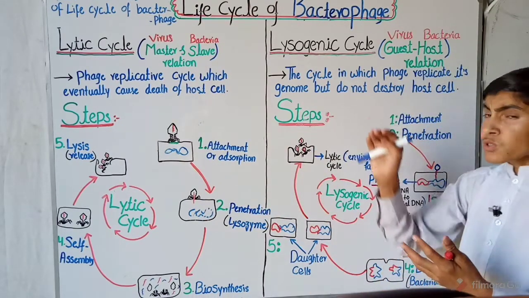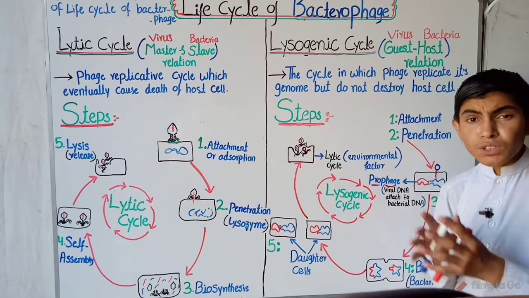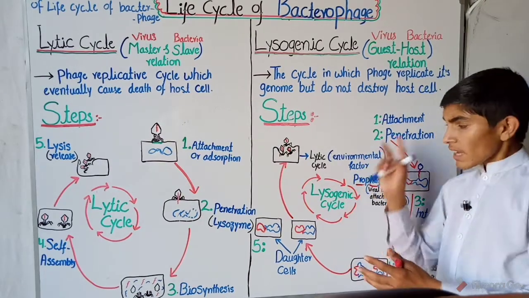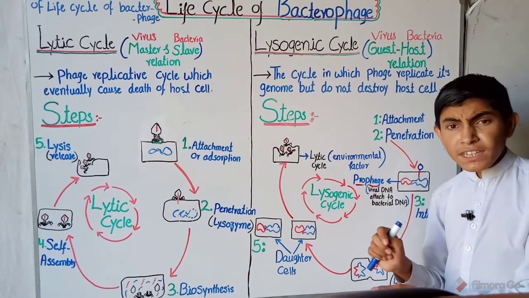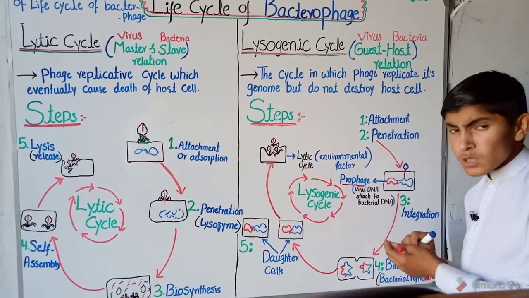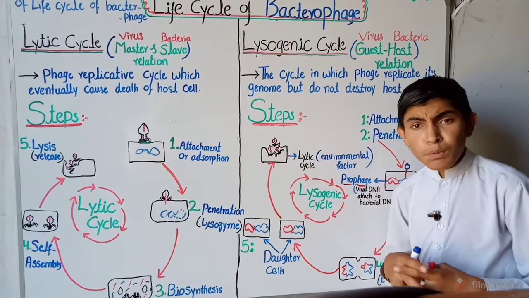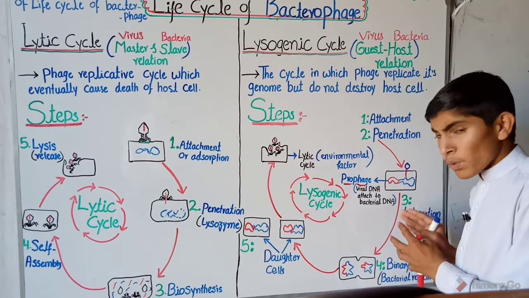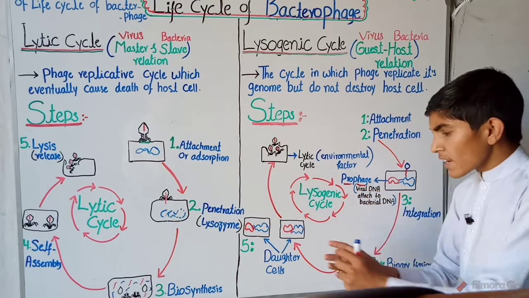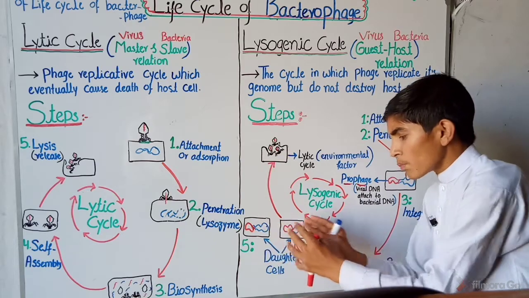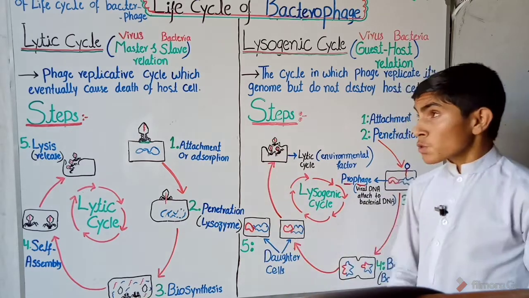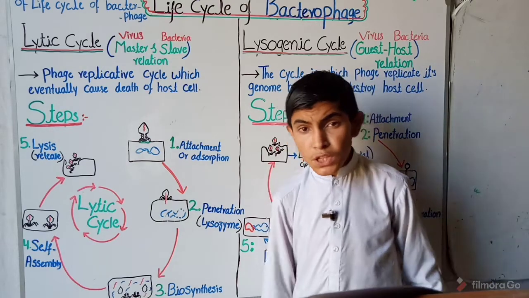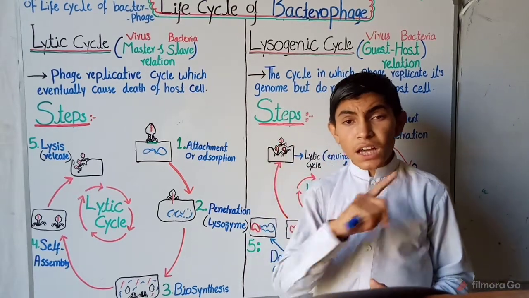But the lysogenic cycle is a harmony cycle between the virus and the bacterial cell, and here only the genome of the virus attaches with the bacterial genome. When the bacterial genome replicates itself, the genome of the virus also replicates, and eventually when two cells are formed, both cells have the genome of the virus. So this was about the life cycle of bacteriophage. These were the two cycles, the lytic cycle and the lysogenic cycle.